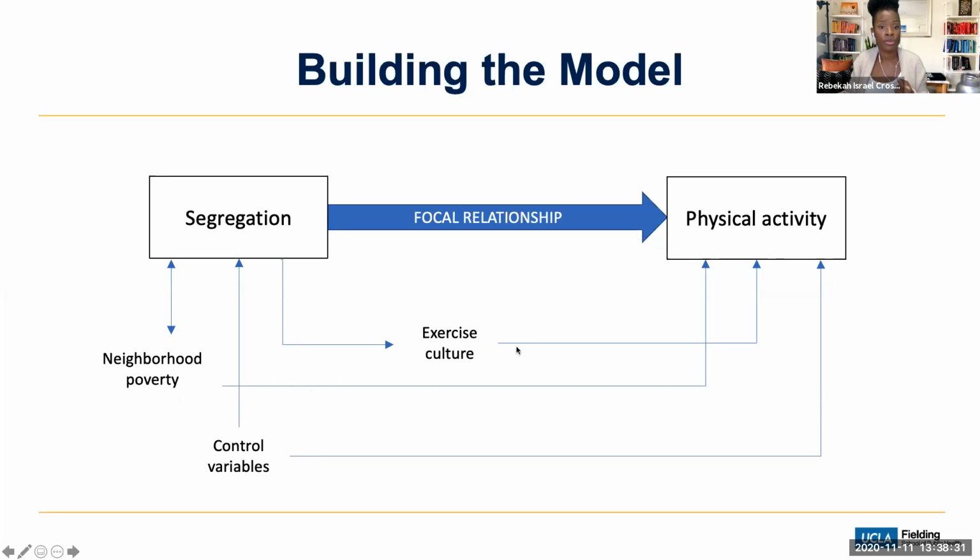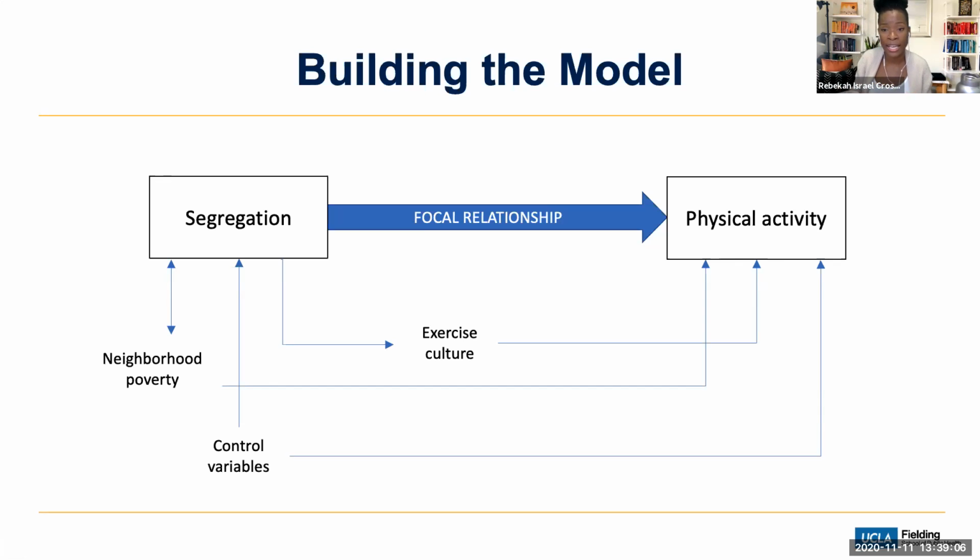Next, you want to think through the rival intervening variables. If any of you read through the neighborhood effects research, you'll find that there is often this explanation that in segregated neighborhoods, there are just not good role models, right? There's just not a culture of health in these neighborhoods. And so maybe the exercise culture can actually explain the relationship between segregation and physical activity.